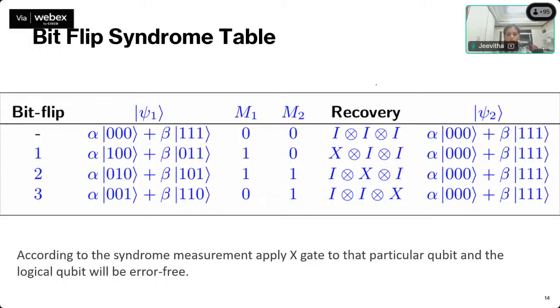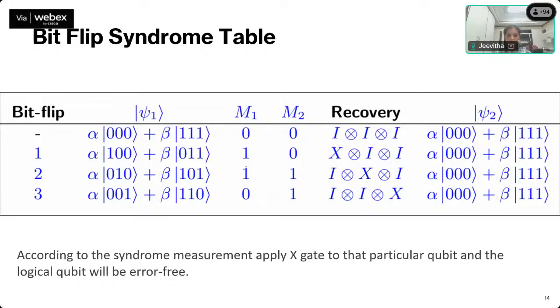Okay, now we have the syndrome table. Let's go through this. Based on my syndrome measurement, I apply the recovery operator. As the syndrome table says, if it's 0 and 0, it means that there hasn't occurred any error. So for the recovery operator, I just apply identity, or I don't apply anything.